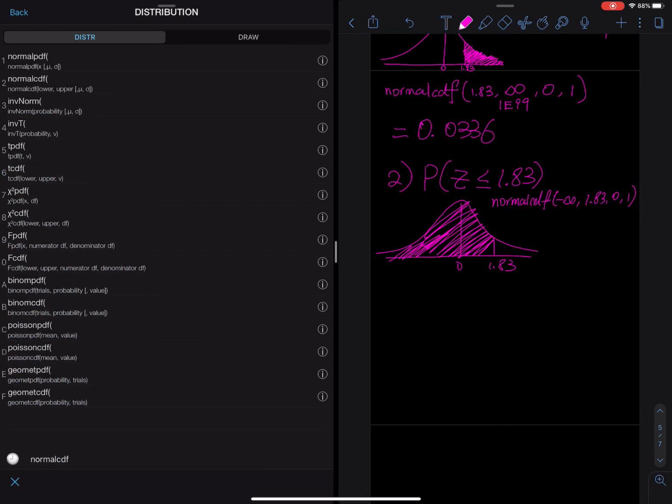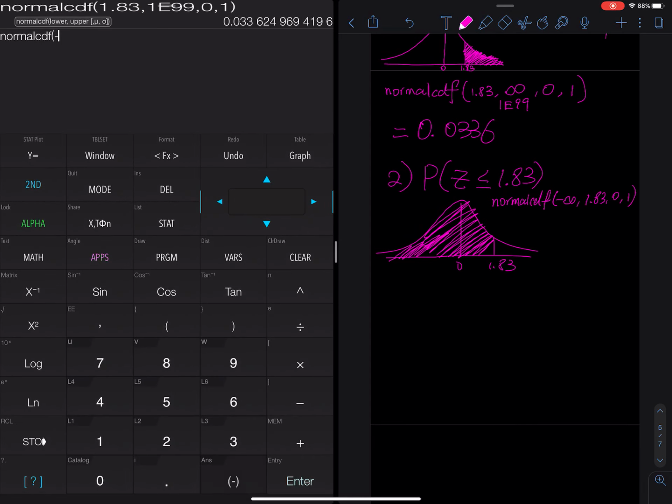Let's type this. So we have second VARS, normal CDF, -1, negative. The negative key is right next to the enter, -1. And then second comma, 99. That is negative infinity to 1.83. The mean is 0. The standard deviation is 1. You close parenthesis and then you calculate. So that is around 0.9664, right? So that's how you do less than.